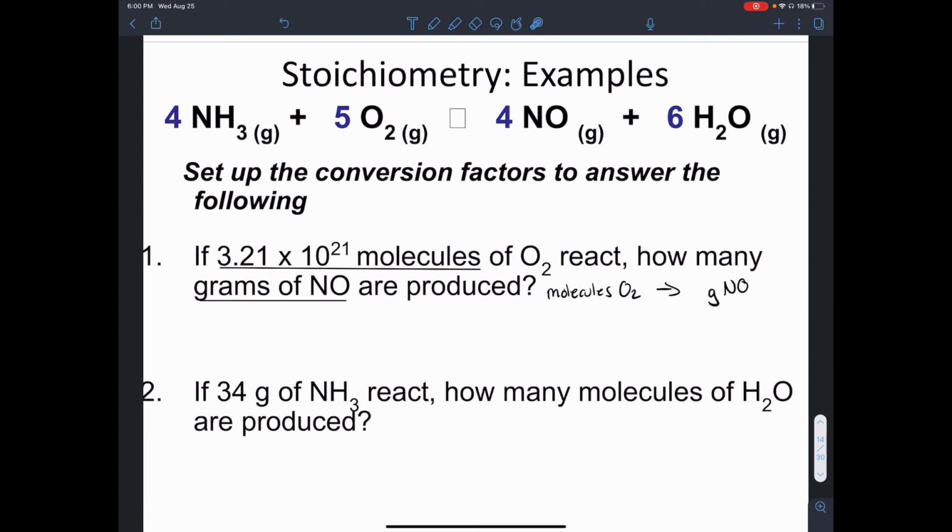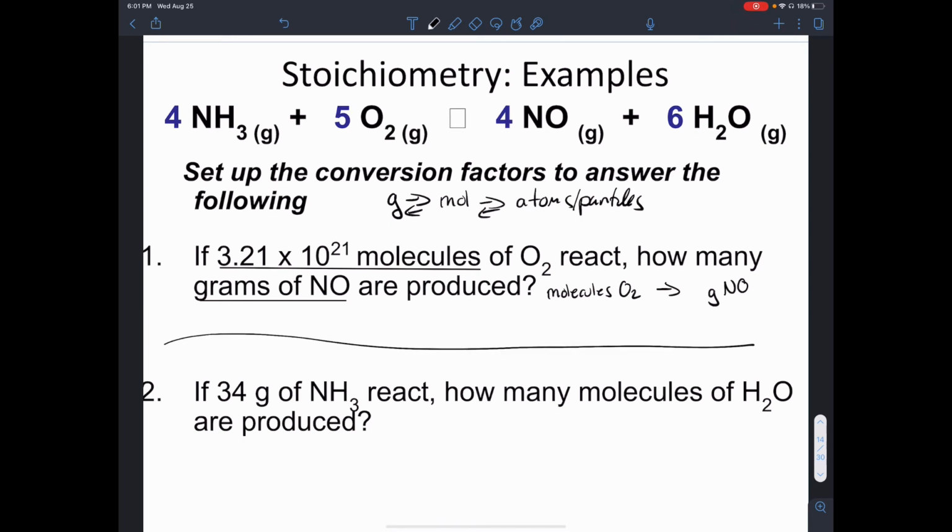Okay, so remember our roadmap? We can convert from grams to moles to atoms for particles, which in this case would refer to molecules. So if I'm starting with molecules, then I have to convert to moles. And then I can use the balanced equation to find the moles of nitrogen monoxide and eventually get to grams. If that seems like a lot of steps, you could use the railroad method.